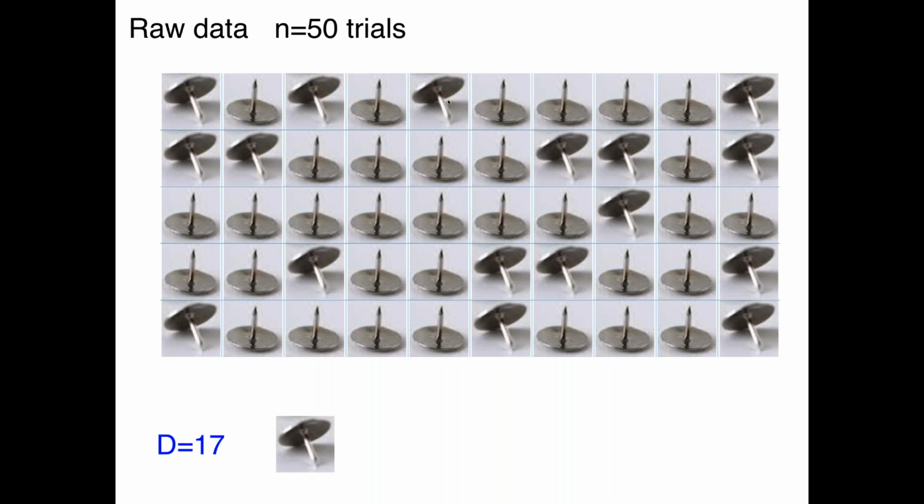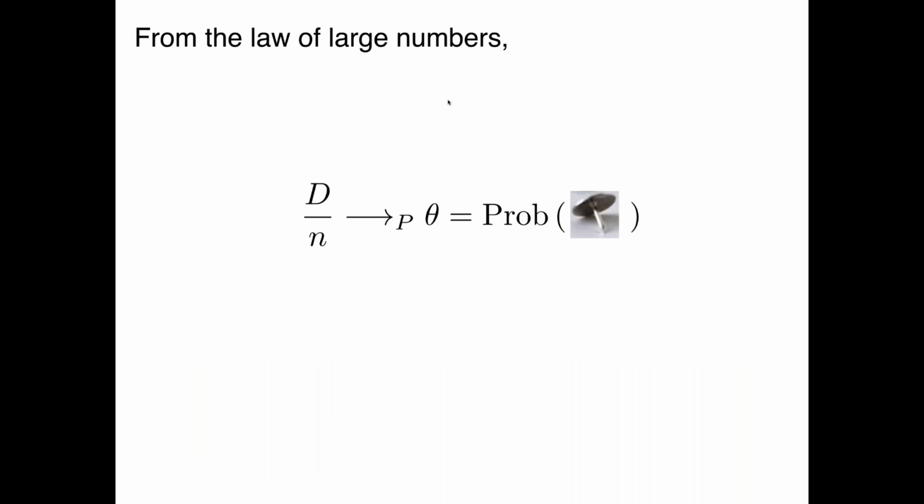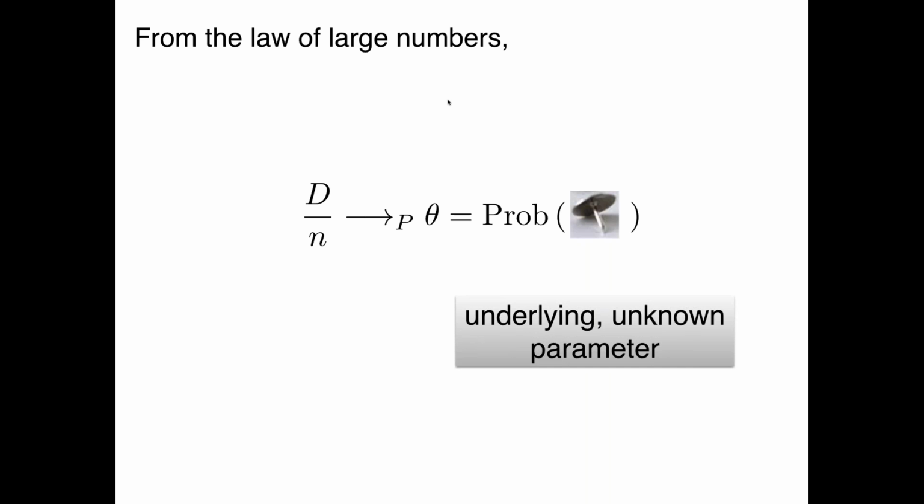In my 50 trials, it turned out 17 times that the tack landed with its point facing down. Now, we know from the law of large numbers that the relative frequency at which the tack lands with its point facing down, that d over n, that relative frequency is, well, it's a random variable for one thing, but also it stabilizes. In the long run, if I were to have continued the experiment, tossing tacks indefinitely, it would converge to something we'll call theta, the long-run relative frequency of times that the tack lands with its head pointing down. And that's a parameter of the system, a property of the tack in the experimental system, and it's an unknown underlying parameter underneath the data set.